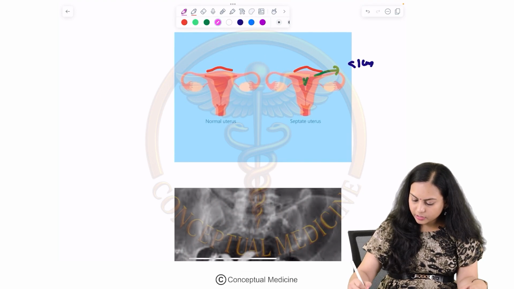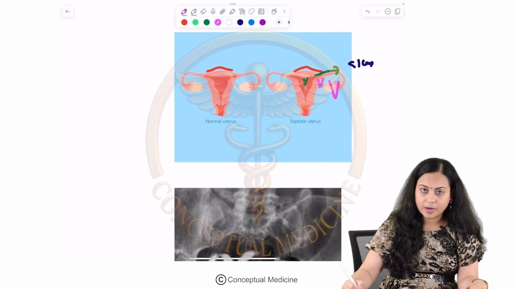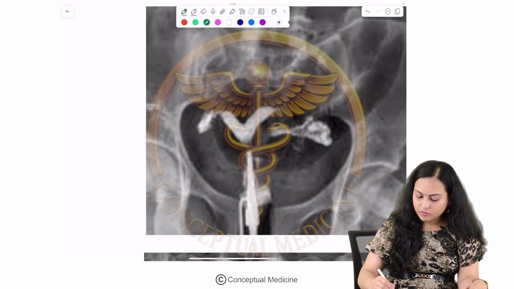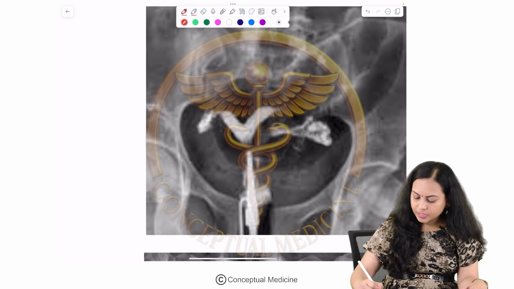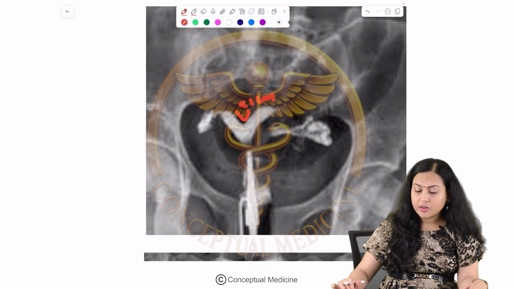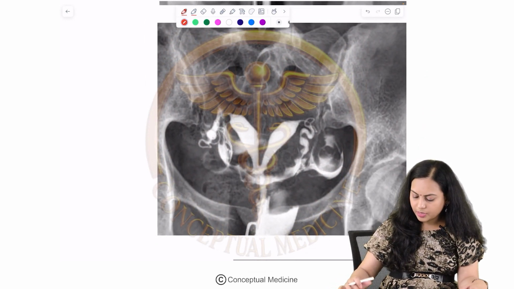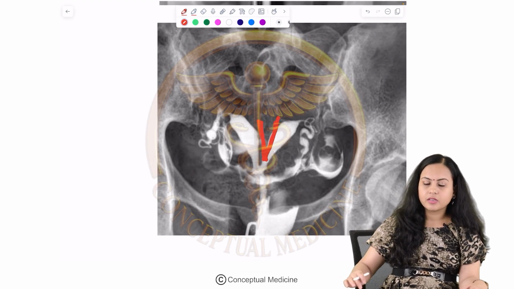One more point is that you can have the septum as a partial one or it can be a complete septum as well. Okay, so this is an HSG picture of a septate uterus. You are able to see the invagination, but it is very little, less than 1 centimeter. I just want to show the difference with the bicornuate uterus also, because there the invagination is going to extend deeply.